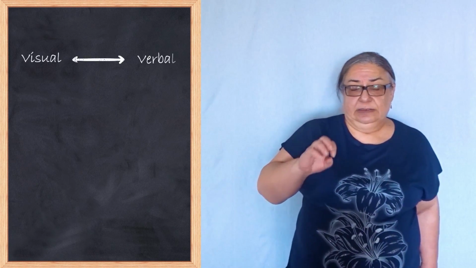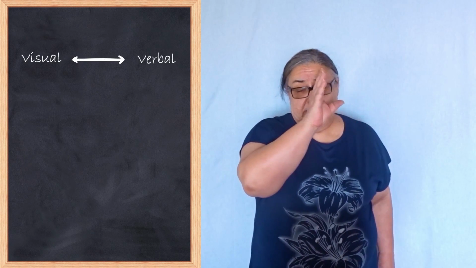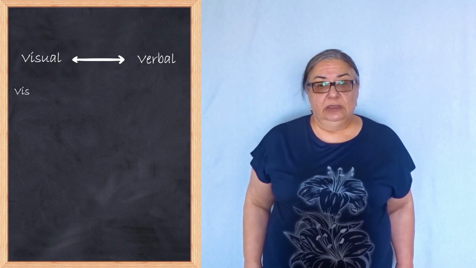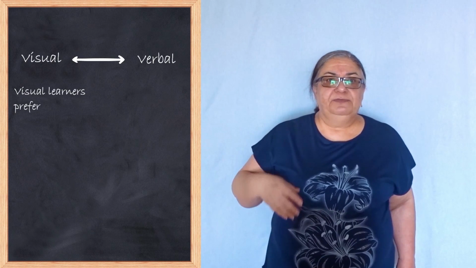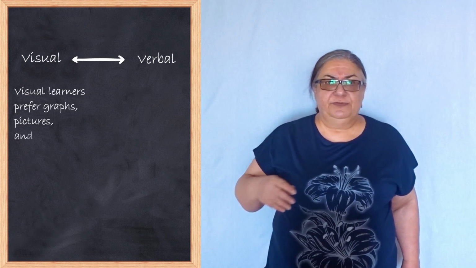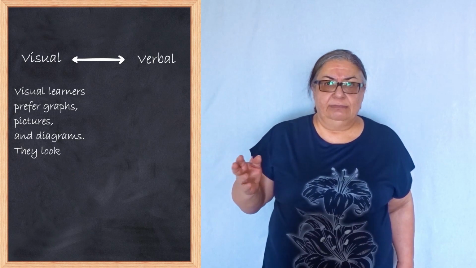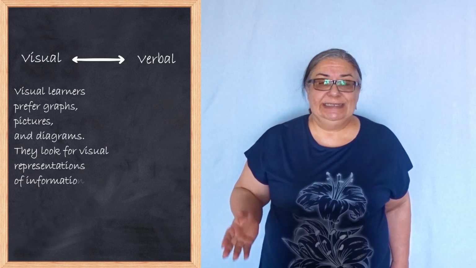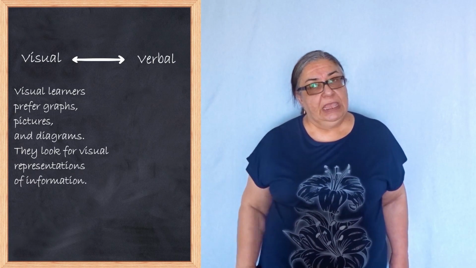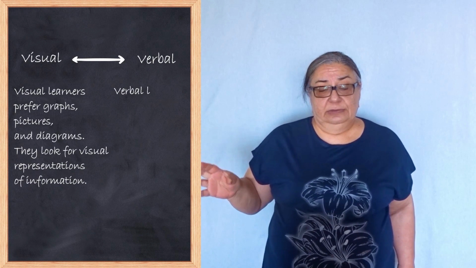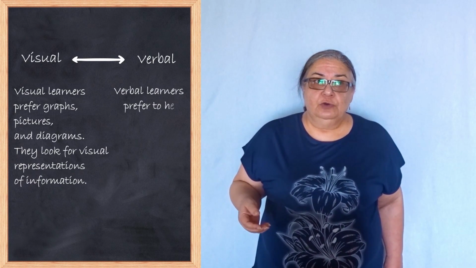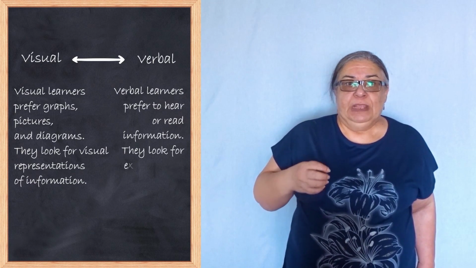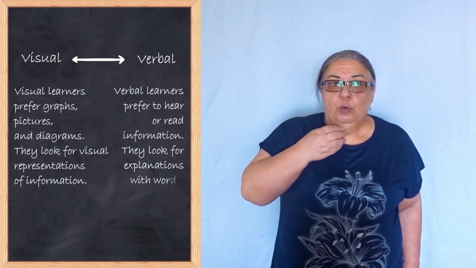The second continuum is, at one end we have visual, at the other end we have verbal. Visual learners prefer graphs, pictures, photographs, cartoons, diagrams, anything visual, because they look for visual representations of information. Verbal learners prefer to hear or read information. They look for explanations with words.